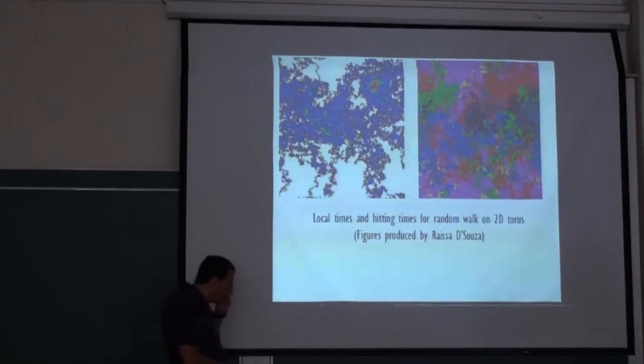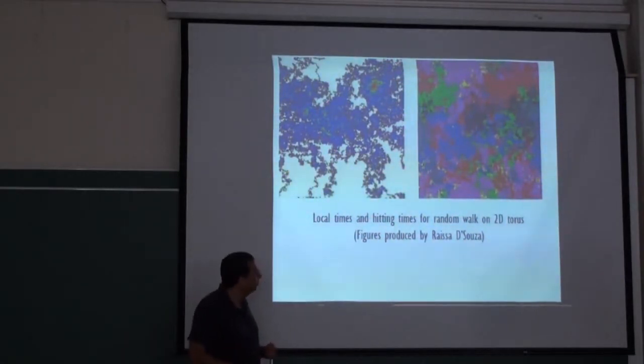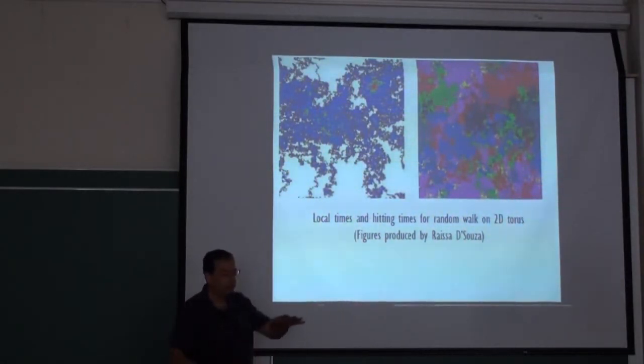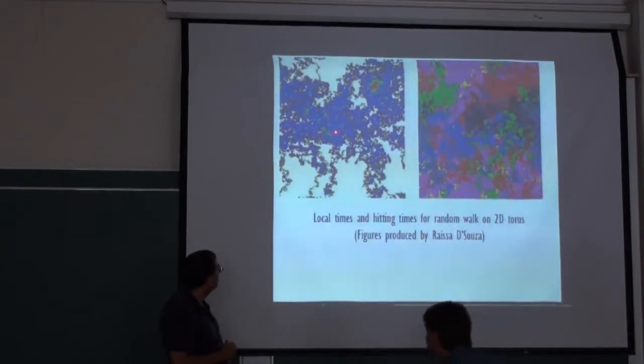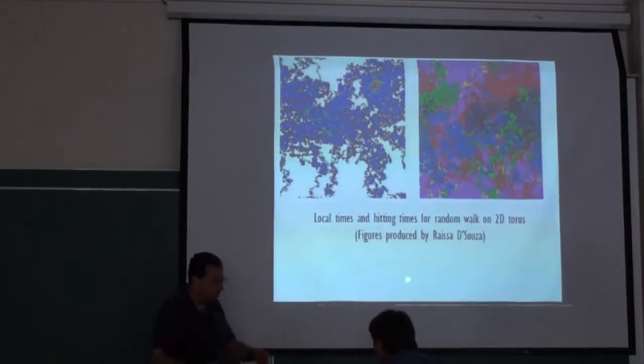The objects we're interested in are mostly the cover time, the time it takes for a random walk to visit the whole graph. And these are related to two other notions, the local times, which are the normalized number of visits to a site. So on this picture here, you see a random walk on a large square with periodic boundary conditions, run for a long time, and the colors represent the number of visits to every site.